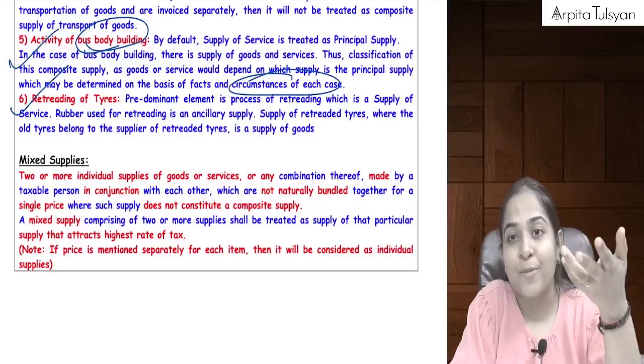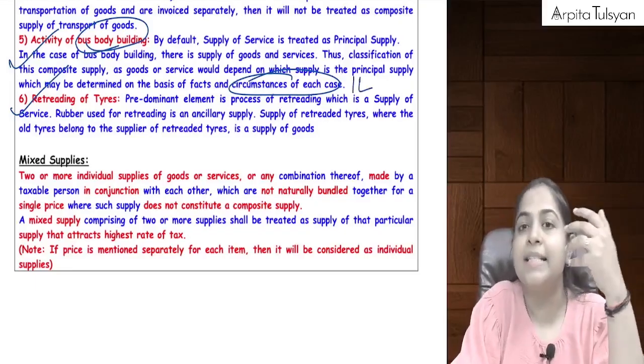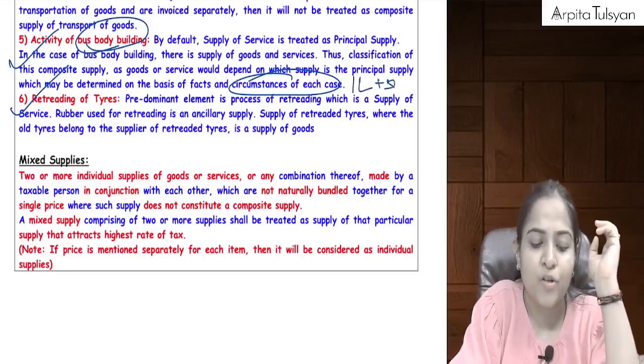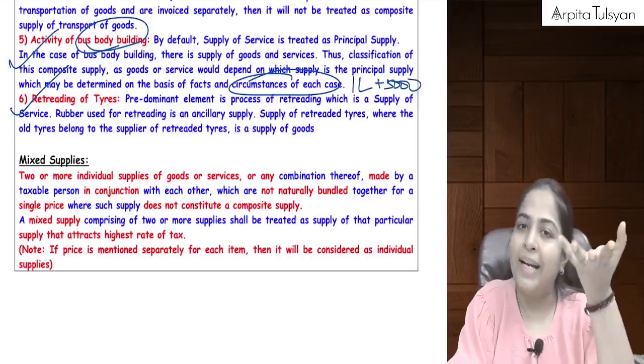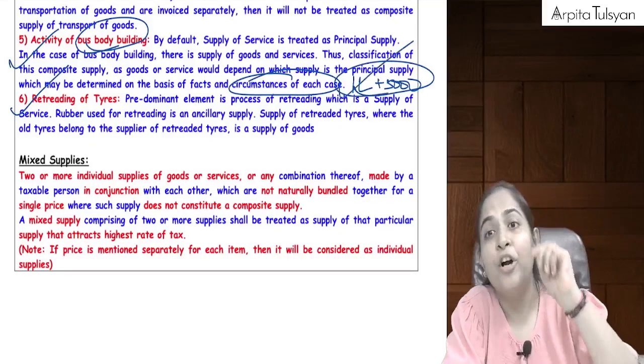What proportion is more? Let's say the material costing itself is 1 lakh rupees and labor was only 5,000. Then obviously you can treat it as a composite supply, but the principal supply will be supply of goods.